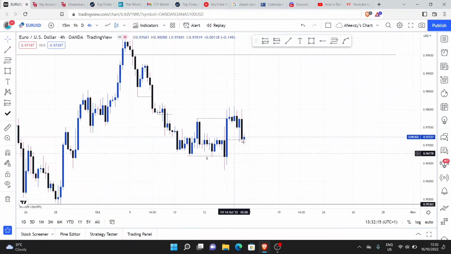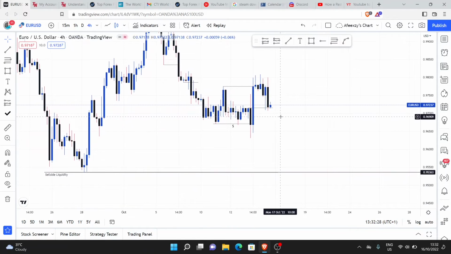Right now, this market is somehow choppy, clearing this low, clearing this high, and it's in the middle. So I'll stay flat also on EURUSD. But overall, I'm looking at more sell side on EURUSD.